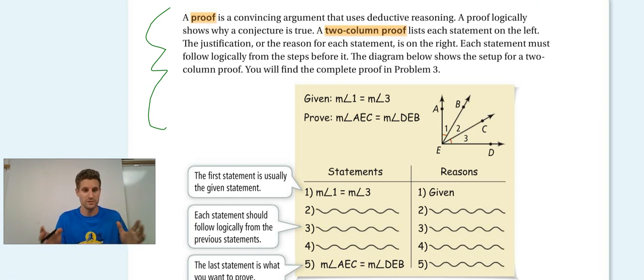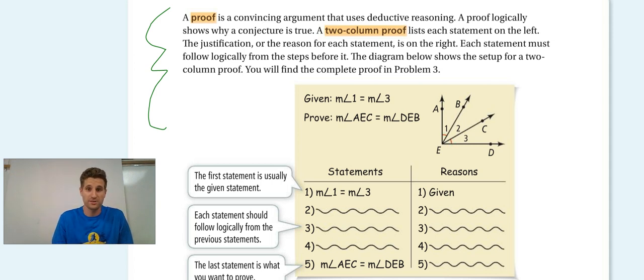This whole idea of reasoning and logic is to get to the point of doing a proof. So you're going to write this down. A proof is a convincing argument that uses deductive reasoning. A convincing argument. And deductive reasoning is reasoning using facts and statements, not observations. That's inductive. So a proof logically shows why a conjecture is true. So I say this, here's the right answer. The proof is going to show why it's true.